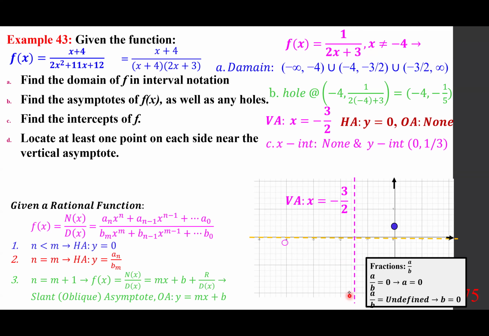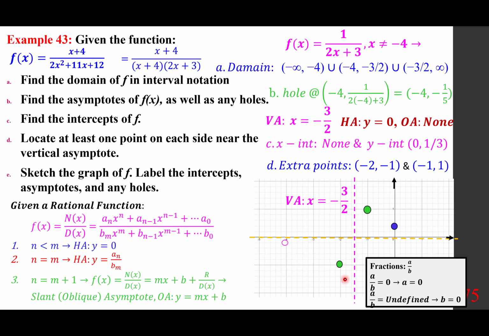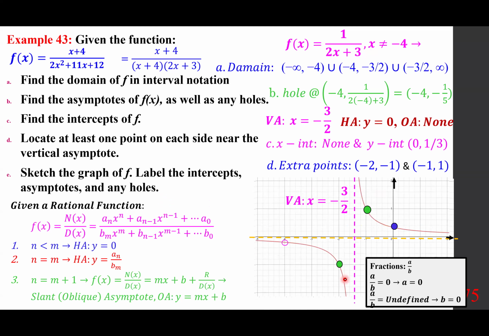If I choose -2 here, I get -4, with +3 is -1. 1 over that is -1. If I choose -1, I get -2 plus 3, so I get 1. So these are the two points, -2 comma -1, -1 comma 1. Here's the graph, here's the graph. And we're done with the graph of this function.